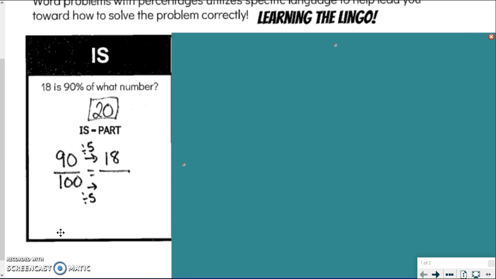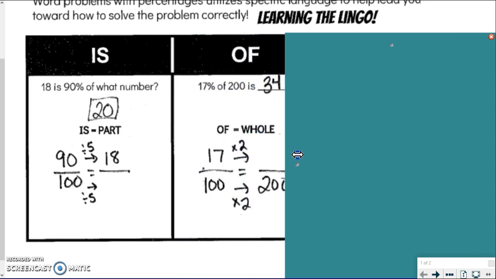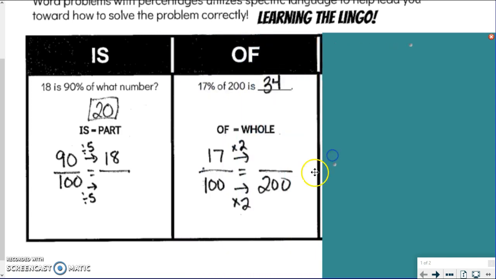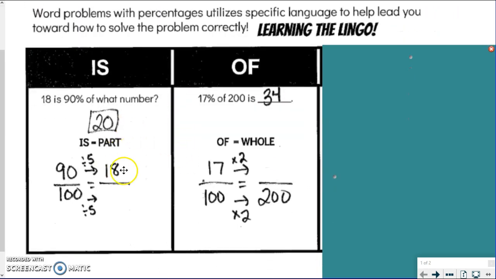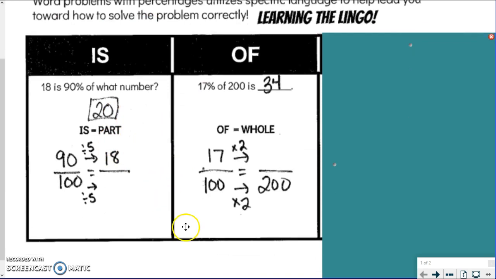So that makes sense. That's when we're trying to look for the whole, or the of, when we were given the is. Now the of is the whole. When we're looking at that is over of, it's like part over whole. The of is the whole. This is like the opposite of what we just did. So 17% of 200 is blank. I know I have the answer there because I already did this for you, but is blank. That's the part we're trying to find.